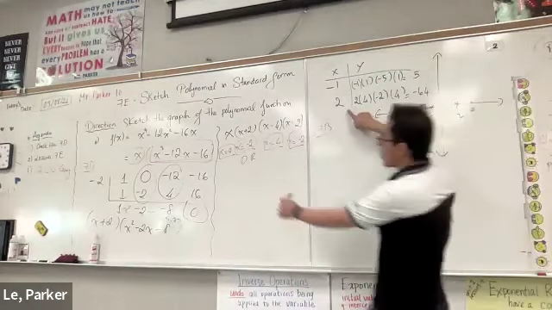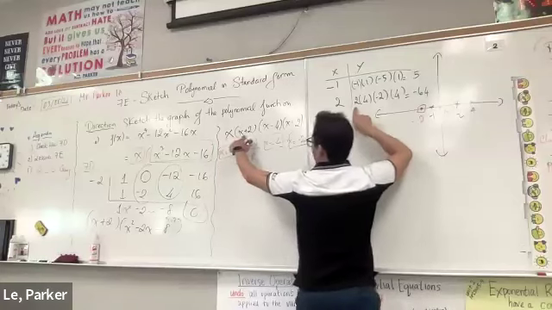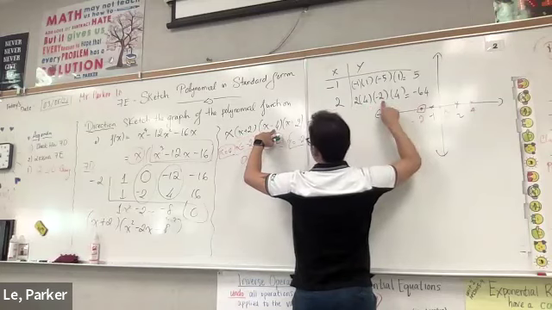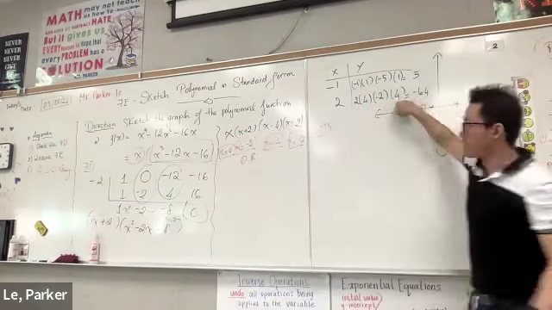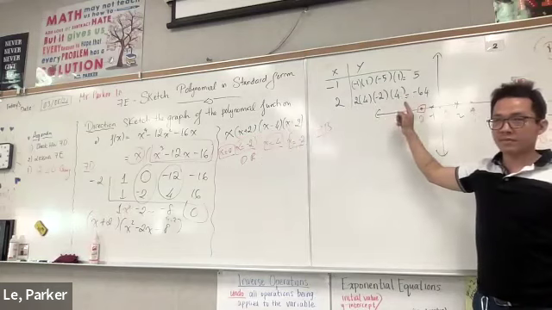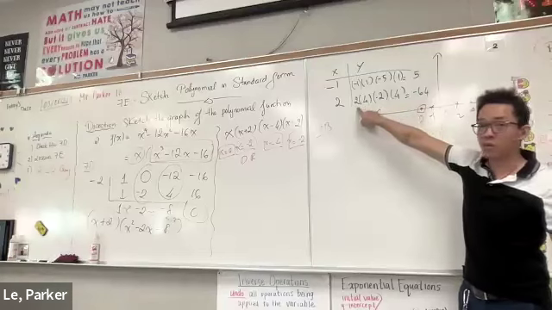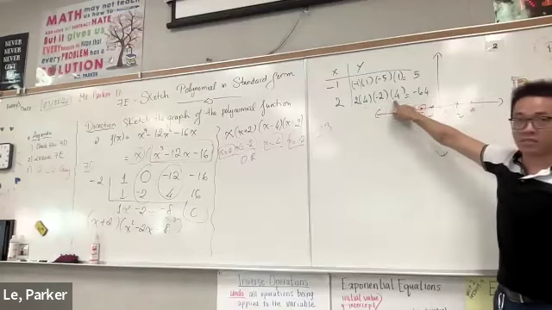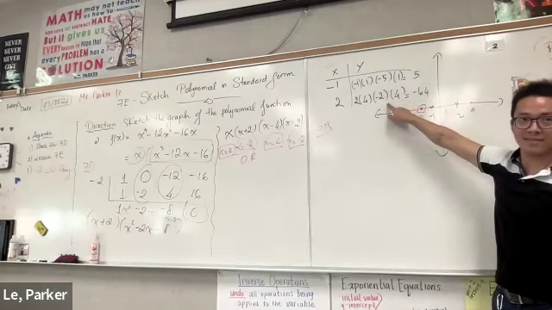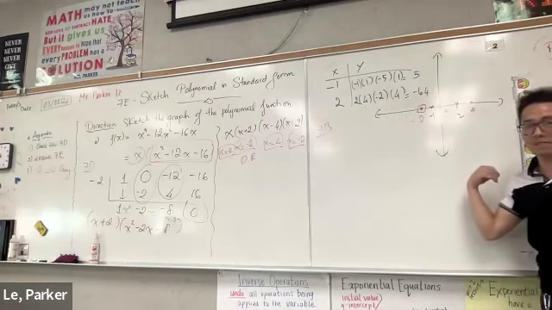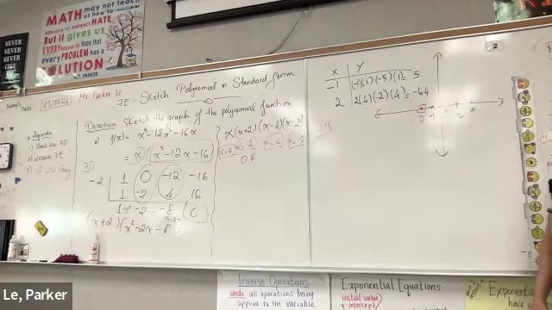How much do I get when I plug in 2 here? 2 plus 2 is 4, 2 minus 4 is -2, 2 plus 2 is 4. Just put it on the calculator. 4 squared is 16, 16 times 2 is 32, 32 times -2 is -64. Those numbers are in between, right in the middle of the solutions.